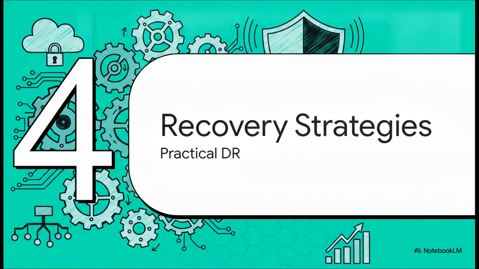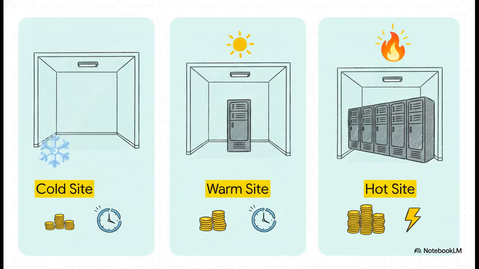So, how do organizations fight back? Let's get into Section 4, Practical Disaster Recovery Strategies. When disaster takes out your primary servers, you need a backup location, and you basically have three flavors to choose from. A cold site is, well, an empty room with power and cooling. No IT equipment is actually installed, so it takes forever to set up during a disaster, but hey, it's super cheap. A warm site is the middle ground, partially equipped, much faster to spin up, but a bit more expensive.